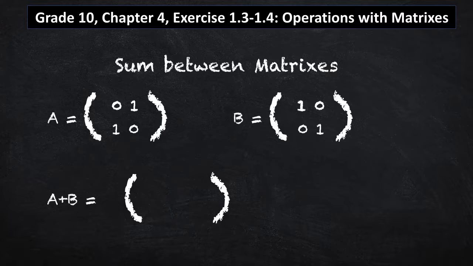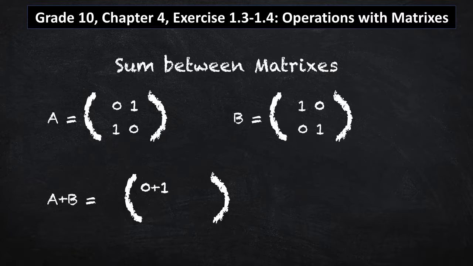So if we have two 2 by 2 matrices A and B, the matrix A plus B is also a 2 by 2 matrix. And what we put in the different elements is the sum between the elements that are in the same position. So let's see how. For example, the element 1, 1 of the matrix A plus B, in the first row and first column, will be the result of the sum between the element 1, 1 of the matrix A and the element 1, 1 of the matrix B.